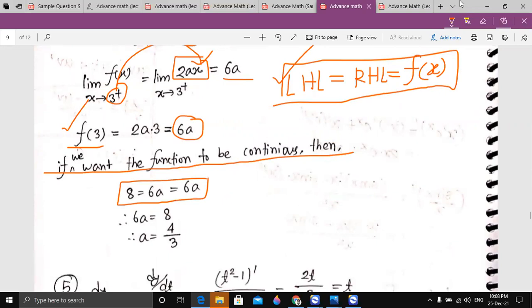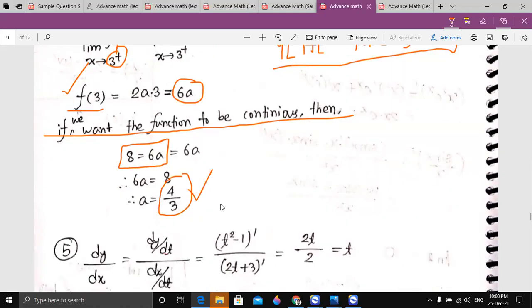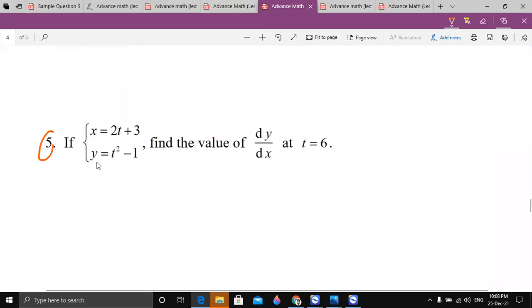So you can just take these two things. Okay, 8 is equal to 6a. So here a will be 4 by 3. So this is the answer. Guys, can you understand? Yes. So we can move forward to number 5.